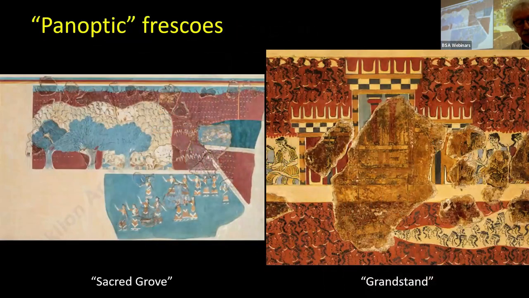It may also be significant that some of the panoptic, the smaller frescoes in the palace, depict the kinds of gatherings drawn into the palace complexes. The so-called sacred grove fresco on the left, which clearly shows the west court of Knossos with masses of people surrounding a ceremony involving dance, or the grandstand fresco, which again on the right depicts a large group of people supposedly within the central court at Knossos itself. And other depictions might be the depictions of bull leaping, for example.